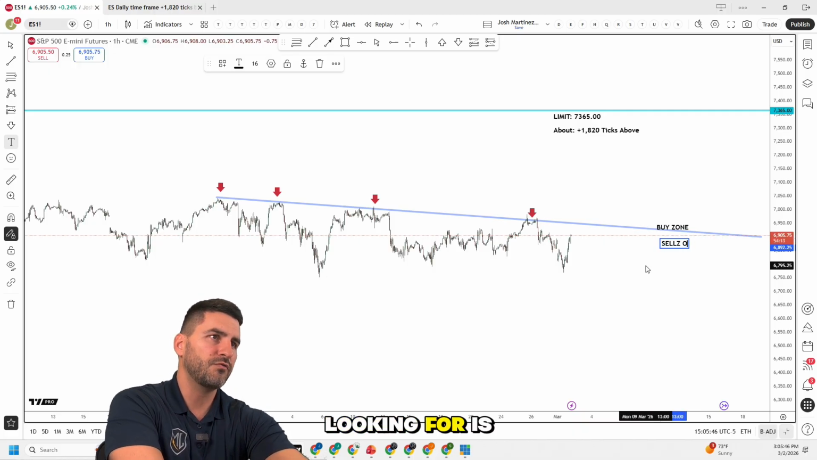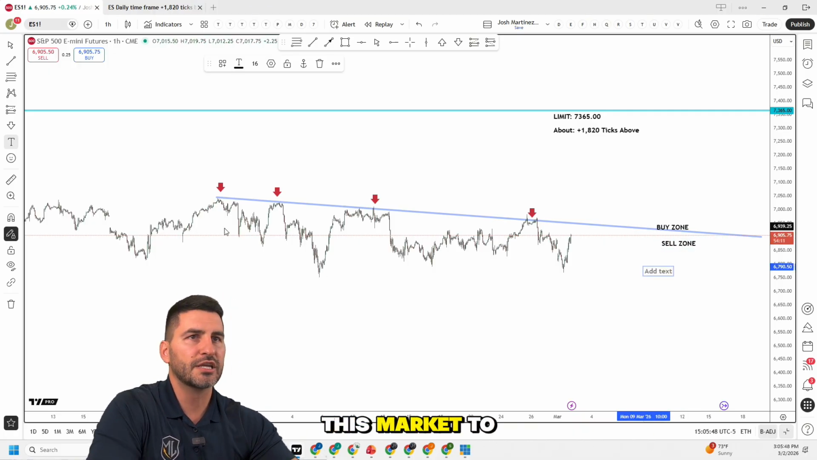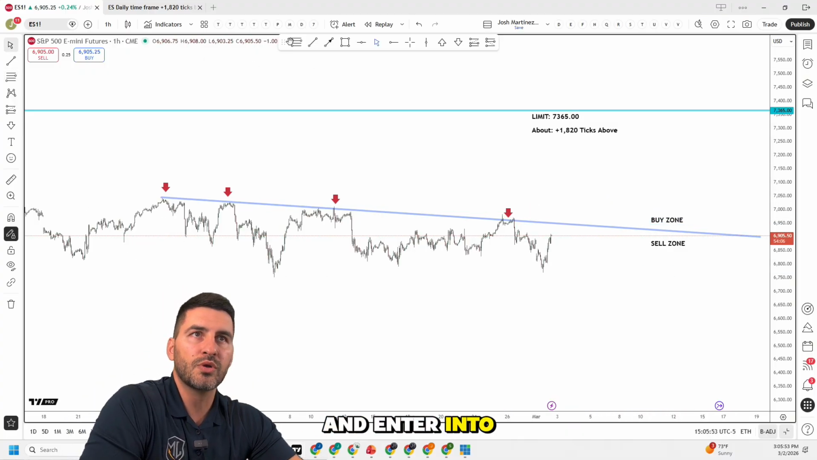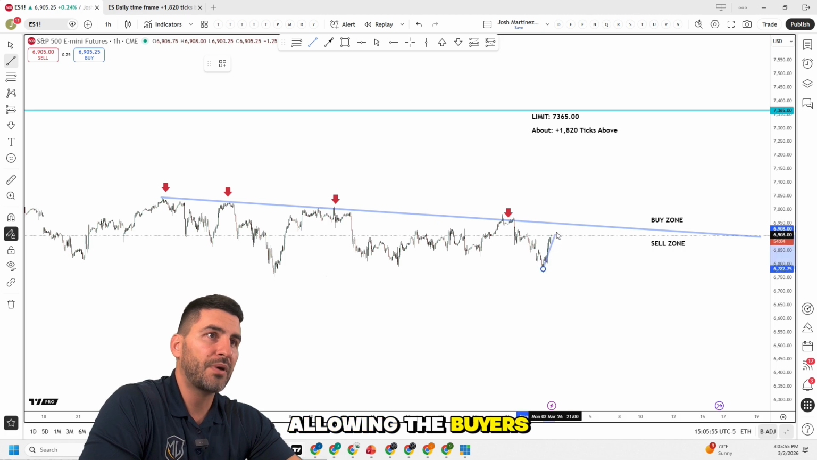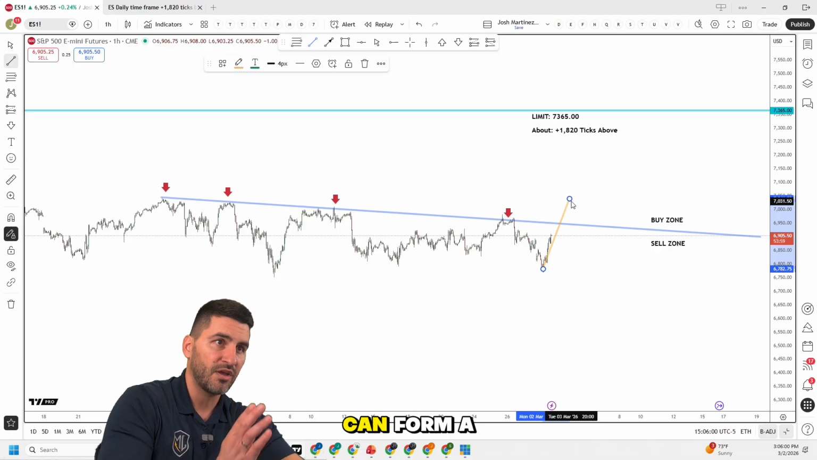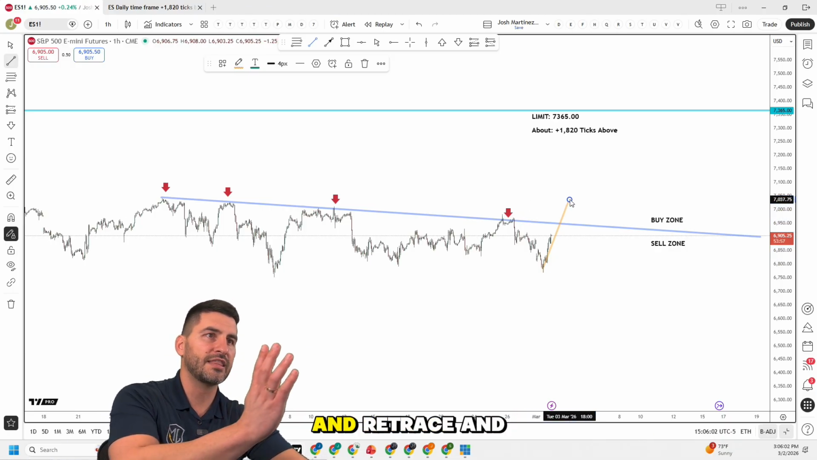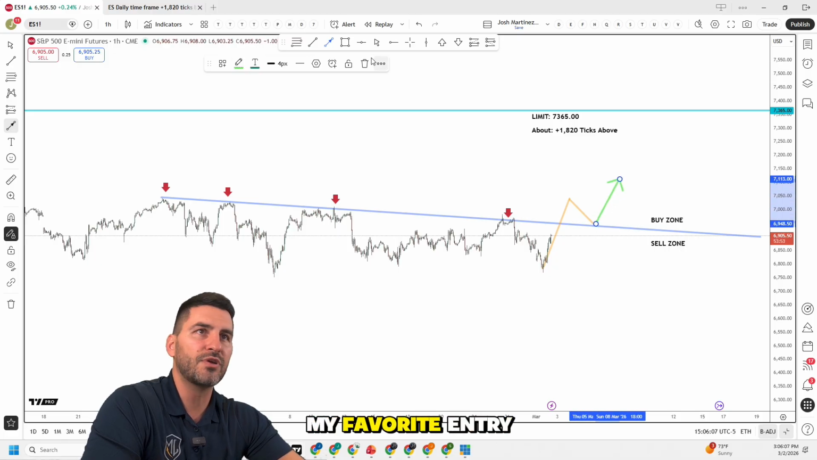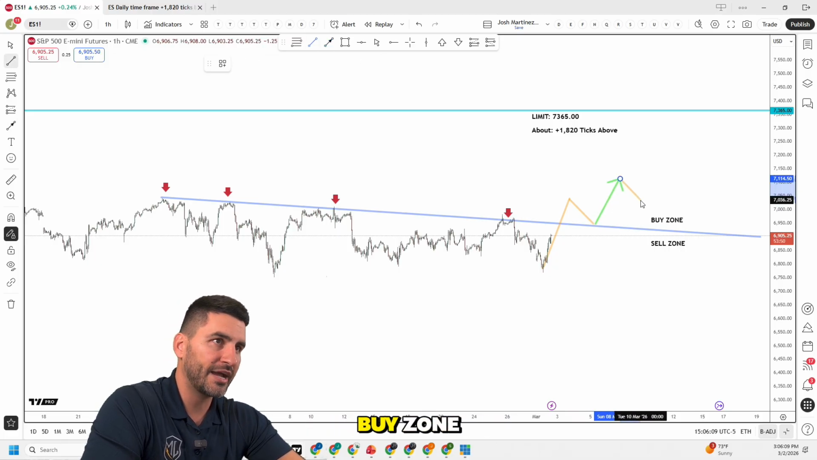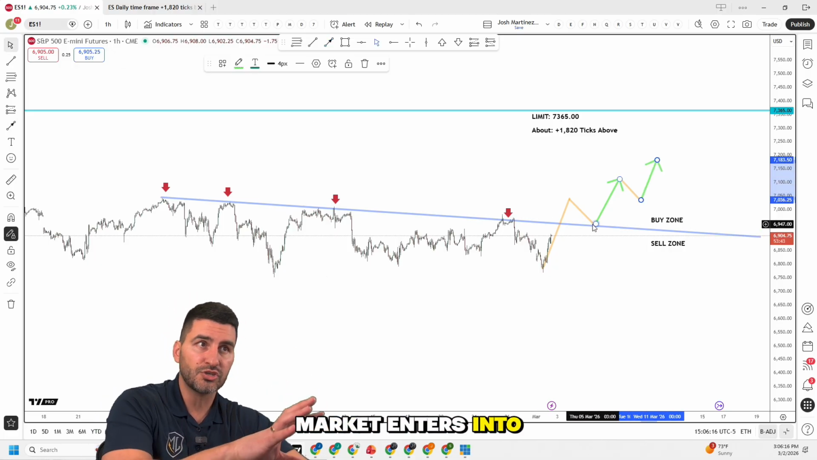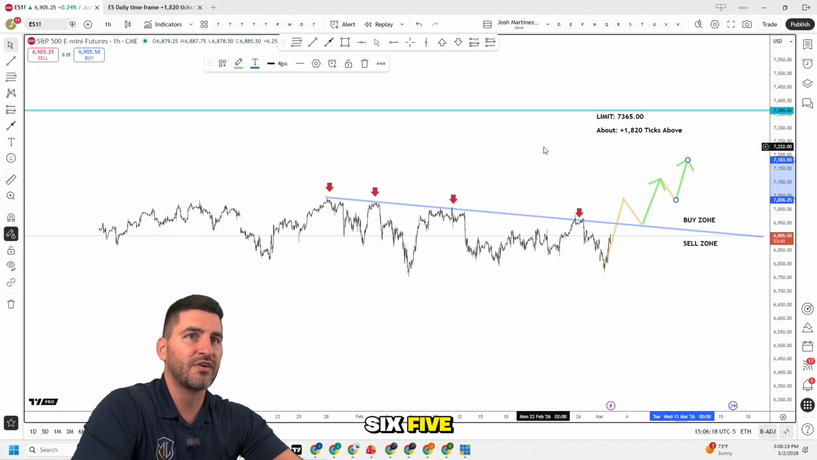So what I'm looking for is I'm looking for this market to break and close above that blue line and enter into the buy zone, allowing the buyers to take over. Not saying the market will do this, but if it does, if it can form a high higher than the previous high and then retrace and form a low higher than the previous low, I can then go and apply my favorite entry strategies in the buy zone, buy when the buyers are in control, and try to take the ride from when the market enters into the right zone to 7365.00.